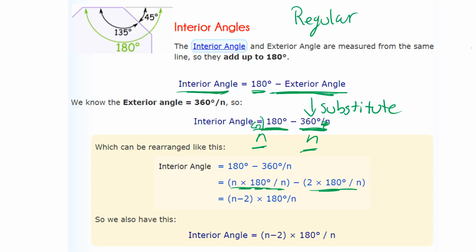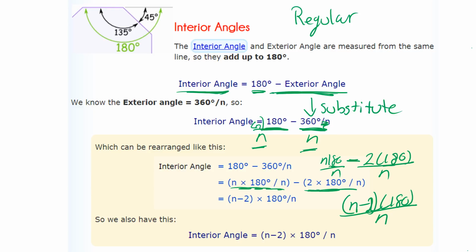They've divided it by n. You can also see that they have taken out the 360 and factored it out to a 2 and a 180, because the 360 is just 2 times 180. So that would be 2 times 180 over n minus n times 180 over n. So when you do that, you say, hey, I can pull out a 180 on both sides. So when I do that, I have n minus 2 times 180, and again, all over n.